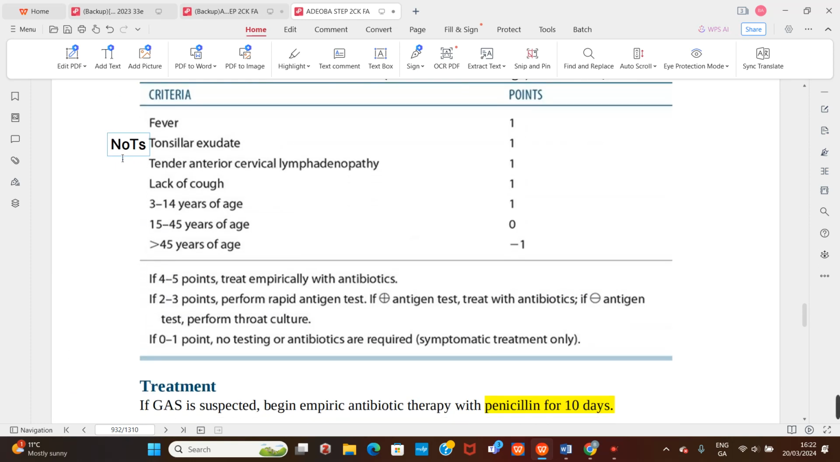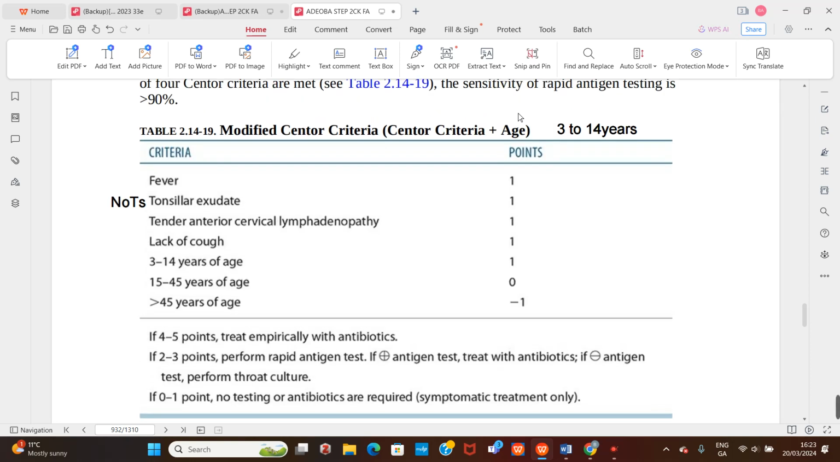Yeah, so this is the NO-T. Talking about the NO-T, the NO part is talking about no cough. The remaining is talking about the 3 T's. So the age group, 3 to 14 years, scores 1 point. The NO there means lack of cough, no cough, 1 point. Because it's in keeping with people with the GAS, they don't have cough. The viral one, we have cough.